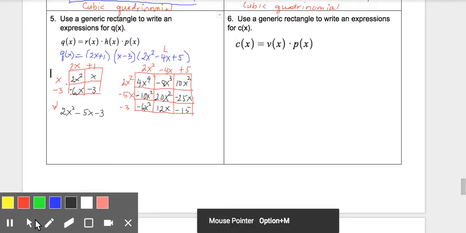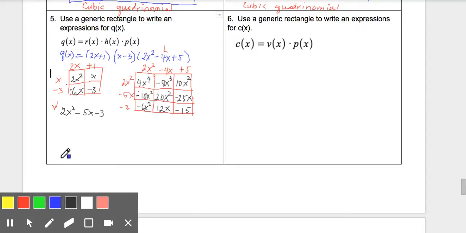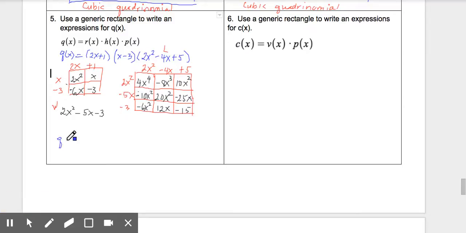So now we are ready to write the expression equivalent to q of x, whose highest exponent is 4. So we'll have 4x to the 4th, followed by the x cubed. This should be x cubed because x times x squared is x cubed. So we combine these two terms, and since they're both negative, we add them up and get negative 18x cubed.